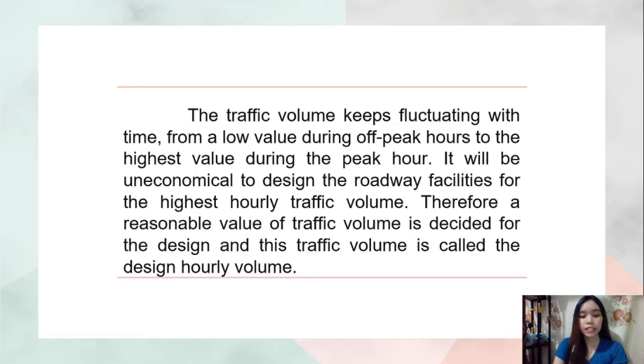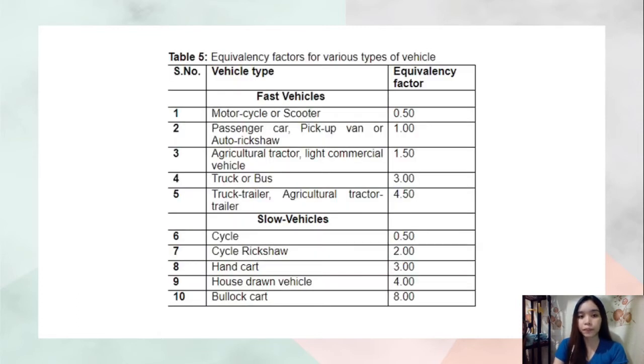So the design traffic depends upon the rate of growth of traffic, the design period, the importance of the road in the system, the nature of roadside development, and many more. This is the equivalency factor for various types of vehicles. For example, for fast vehicles, motorcycle and scooter are 0.5, and for slow vehicles, cycle is 0.5, and many more.